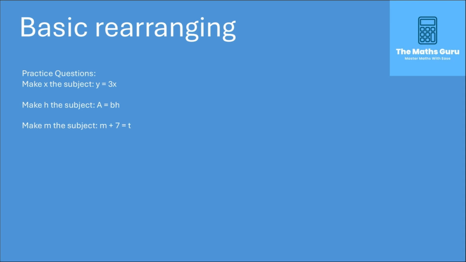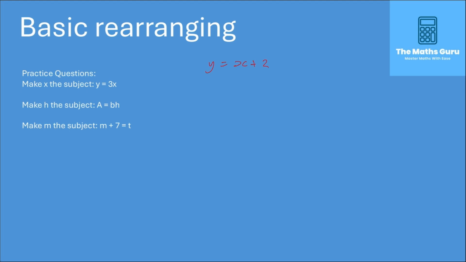When we are told to make a certain variable, as in x, the subject of the formula, we need to make it so that it's alone and being applied to nothing, meaning alone on one side of the equation. An example of this would be y equals x plus 2. And we want to make x the subject of the formula in this case.